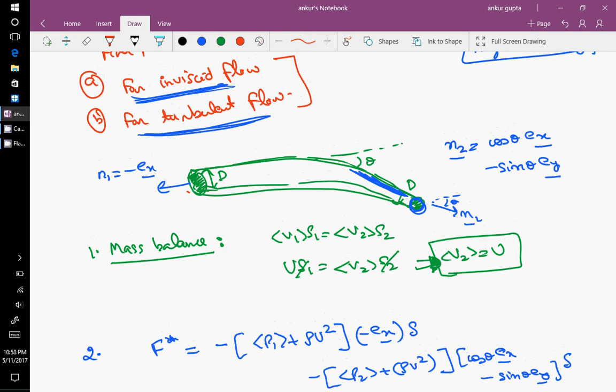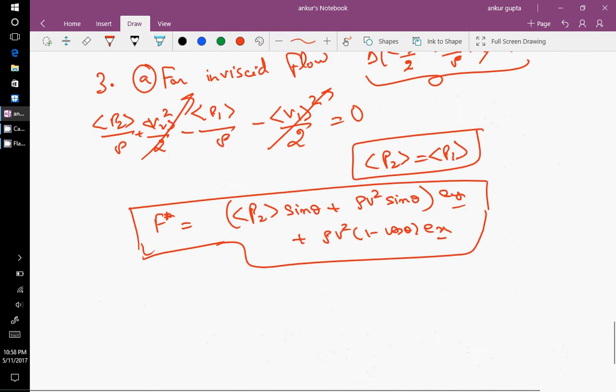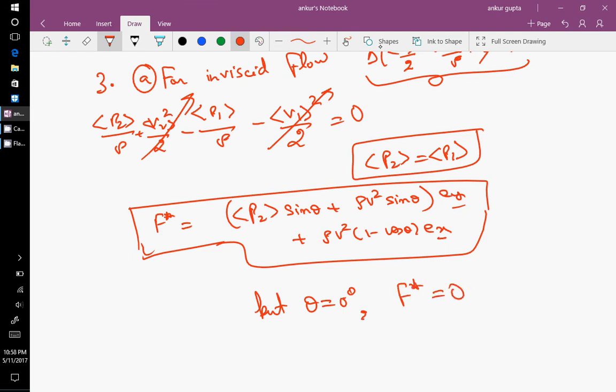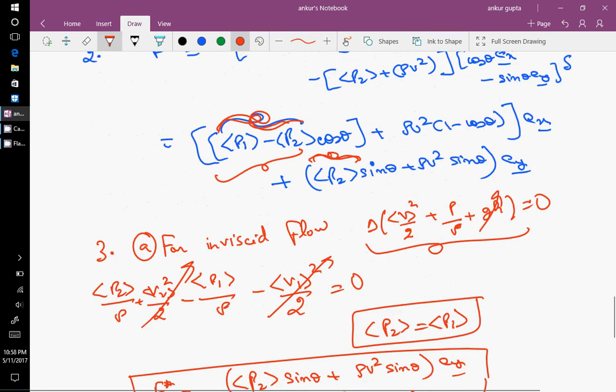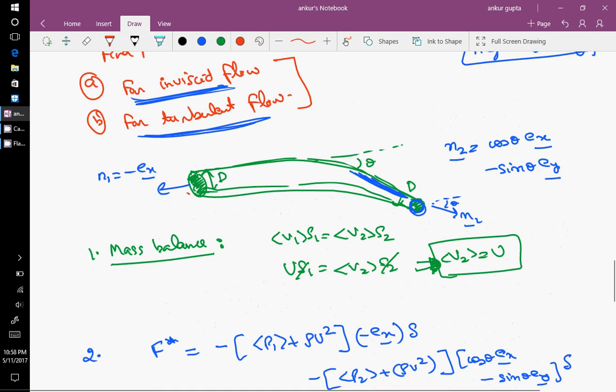So now if I put theta equal to 0 degrees, you will find that F star is equal to 0. If I put theta equal to 0, cos theta becomes 1, so E goes away, and sin theta becomes 0. And theta equal to 0 means a flat pipe. The pipe is flat. So there is symmetry in the flow. There is no asymmetry in the flow. There is no bending in the flow.